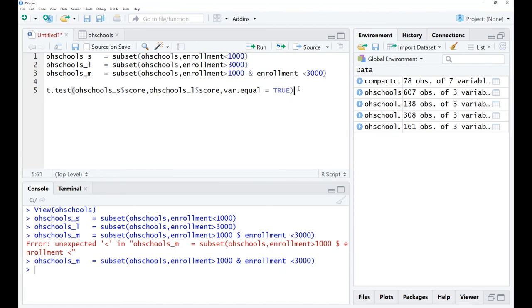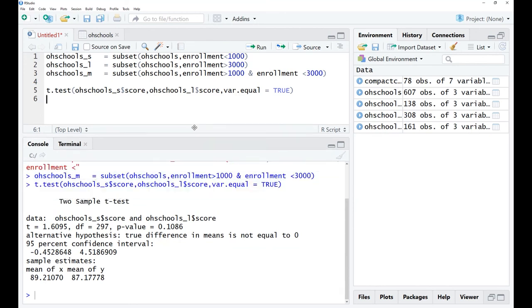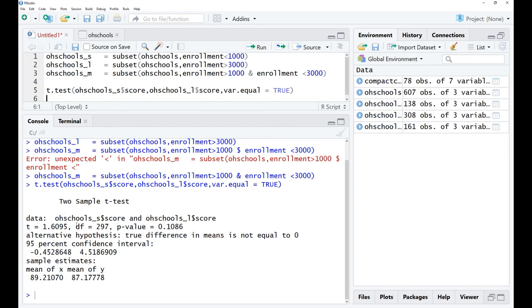When we execute the test, we find that we have a t value of 1.6, 297 degrees of freedom, and a p-value of 0.1. So if we are testing at the 5% significance level, or even at the 10% significance level, we are failing to reject the null hypothesis. Note that the alternative hypothesis here is that the true difference in means is not equal to zero, meaning that the null hypothesis is that the true difference in means is equal to zero. In this case, we have evidence that there is no difference in performance between large schools and small schools.